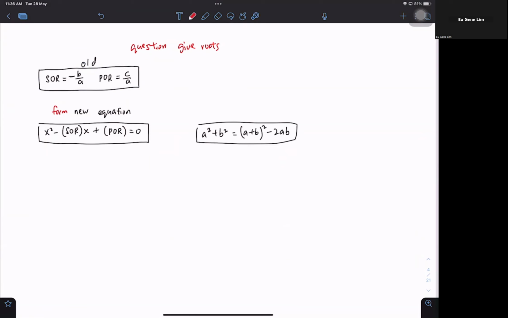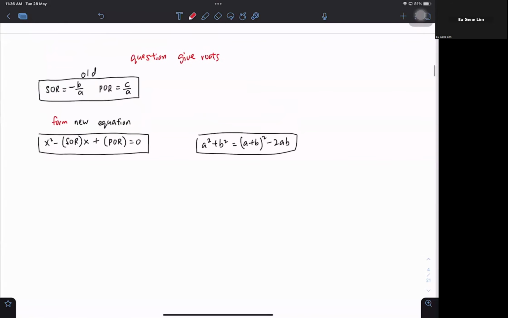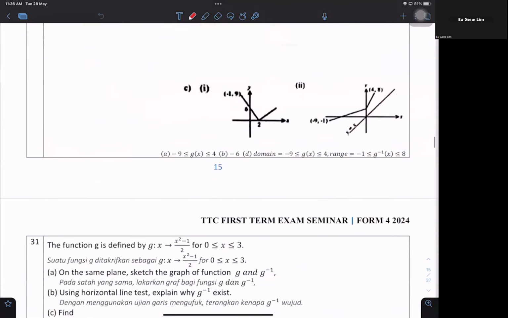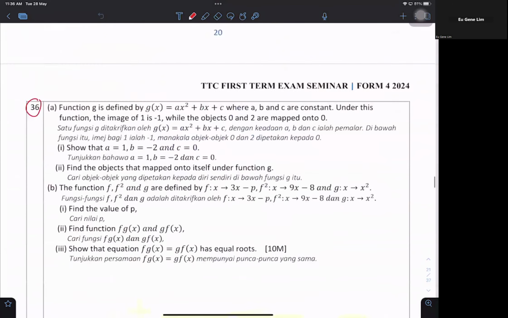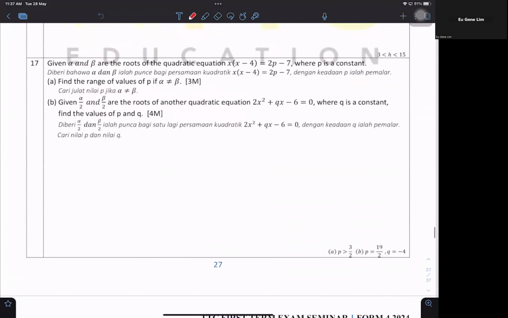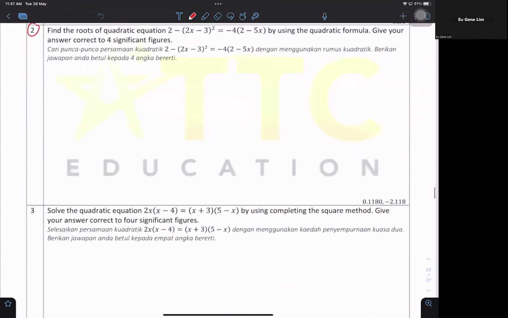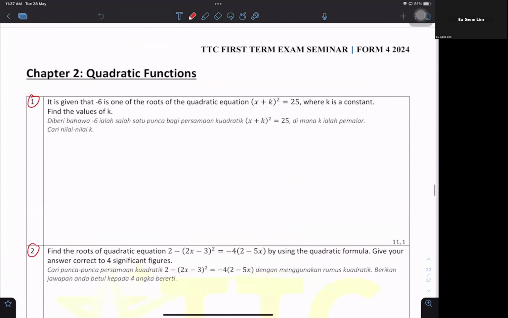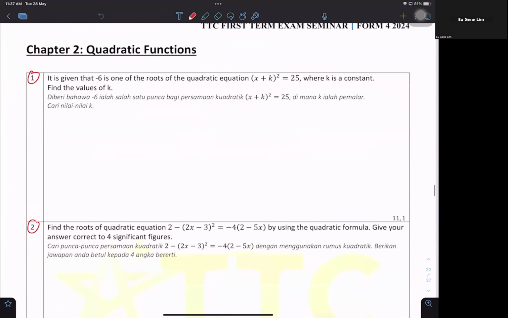Okay, so now let's do questions. Chapter 2, where is it? Oh, sorry. Yeah, here. Let's start from question number 1. This is page 22.